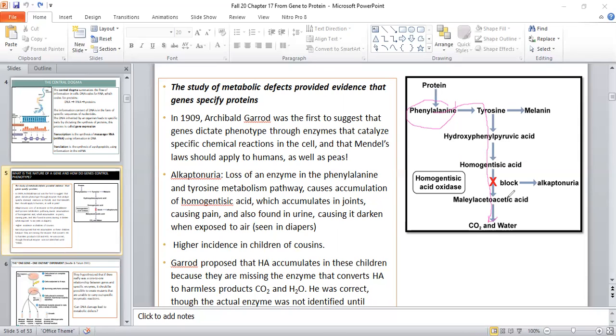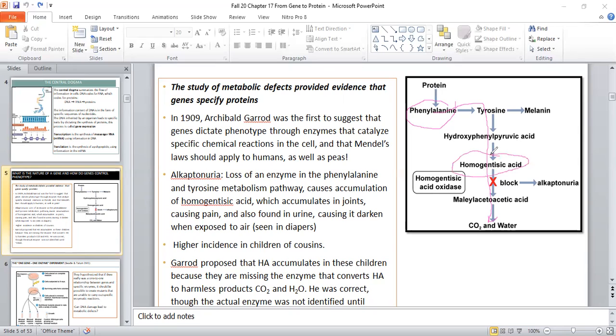Tyrosine will go into hydroxyphenyl pyruvic acid, then HA, or homogentisic acid. Yes, they are written HA. Then it converts into maleylacetoacetic acid, a derivative between HA and carbon dioxide and water. So what is HA? It is harmful.